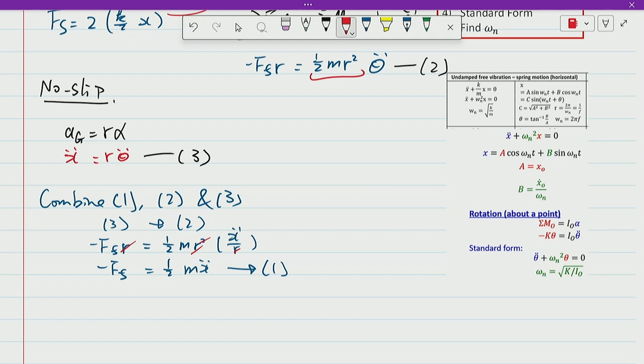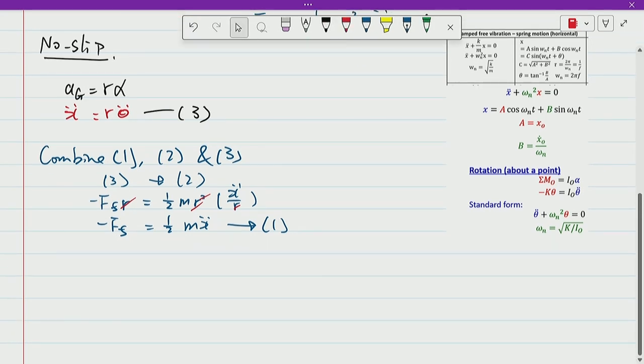Basically, you sub equation 3 into equation 2. You give your new term or new equation. You sub into equation 1. And that's going to give you something that looks like we're almost ready to be used.